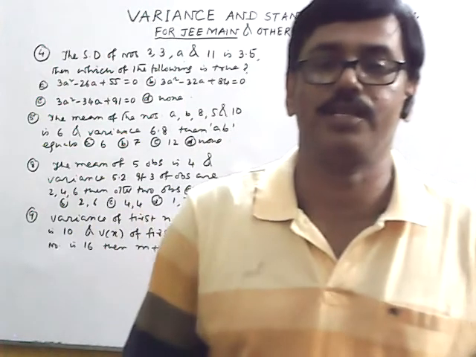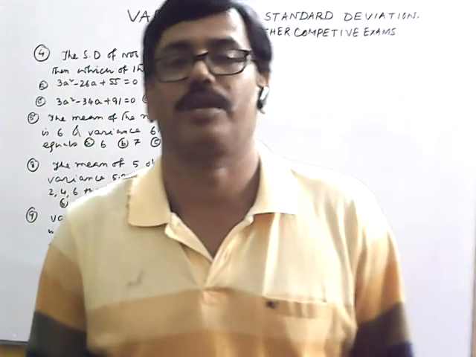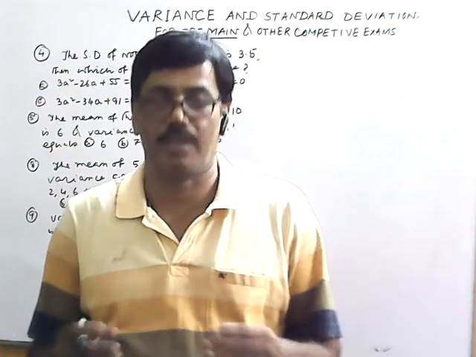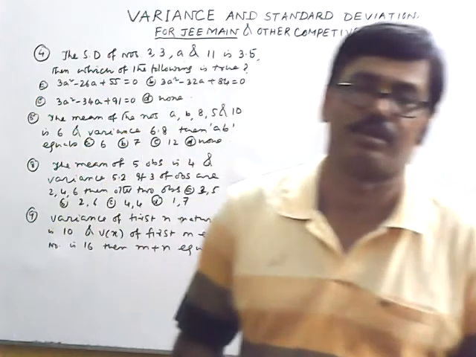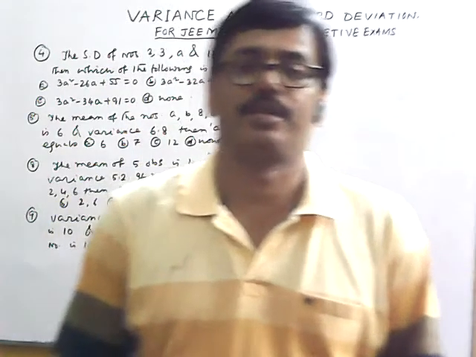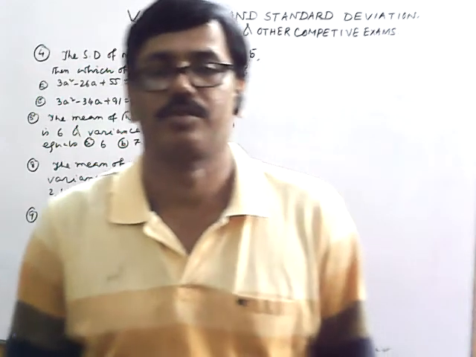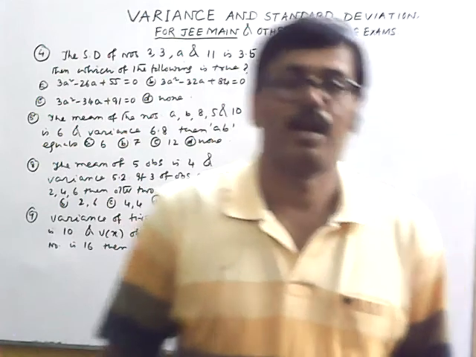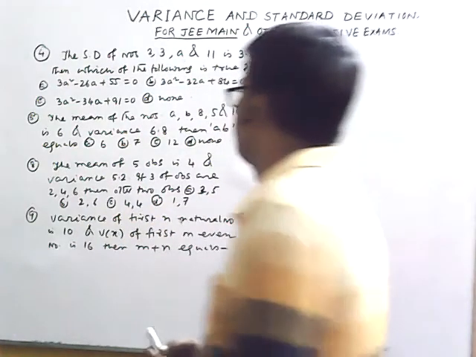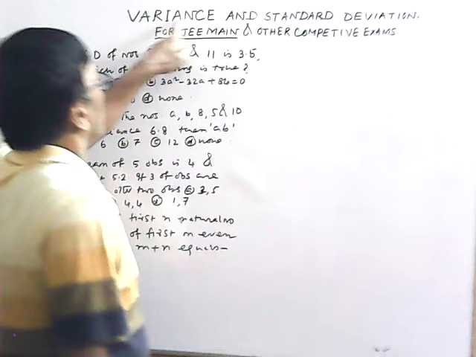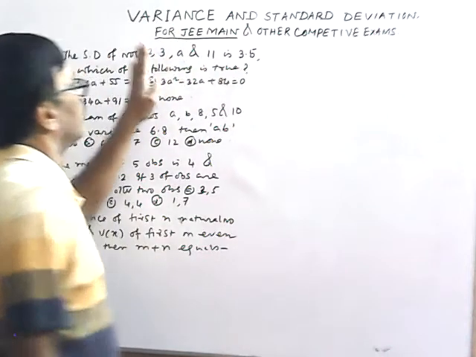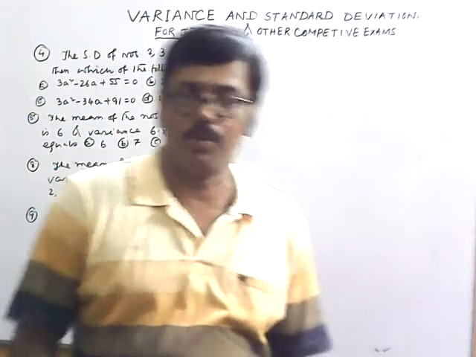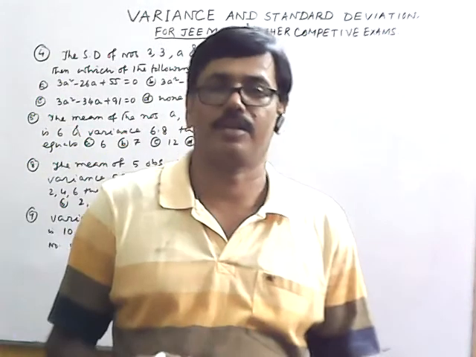It is the easiest chapter. Every student can answer this question with the least possible effort. I have divided this chapter into 3 parts: Part 1, Part 2, Part 3. Today I will discuss how to find variance and standard deviation. Before we start, we need some basic definitions.